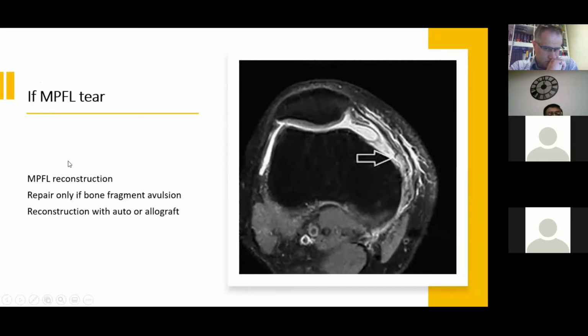If a patient presents with recurrent instability and we do the MRI scan and find an MPFL tear, then we can do MPFL reconstruction with the help of auto or allograft. In my center, we usually use the autograft, hamstring graft. Repair can only be done if there is a bony fracture or a bone avulsion fragment. Otherwise, we have to do reconstruction.